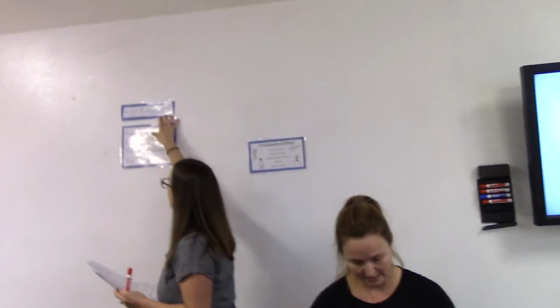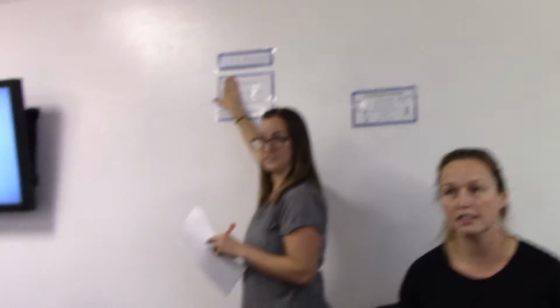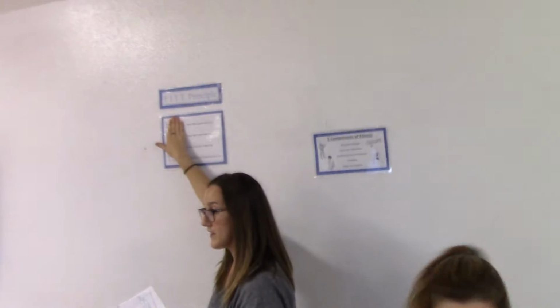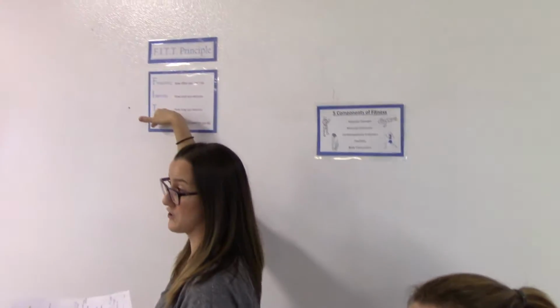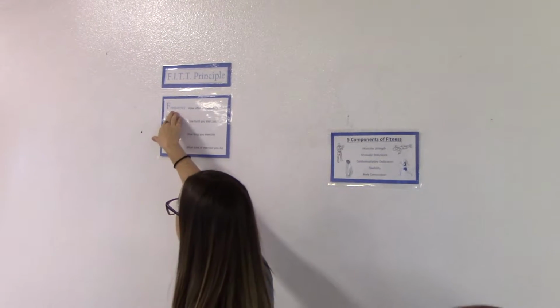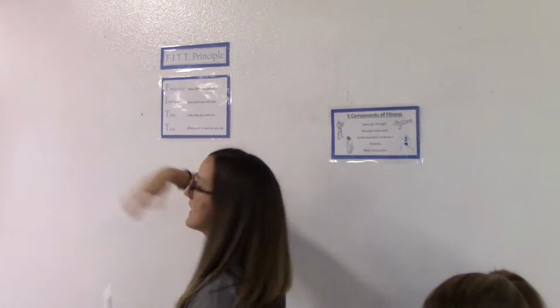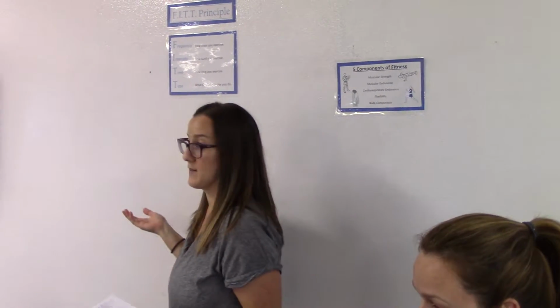So let's look over here at our word wall, and we're going to identify the FITT principle. Can anybody try and guess what the F stands for? Fitness. Fitness, that's a really great guess. This is going to have to do with how you would structure your exercise. So the F stands for frequency, and that means how often you exercise in a week. So that would be, as an example, 3 times a week.